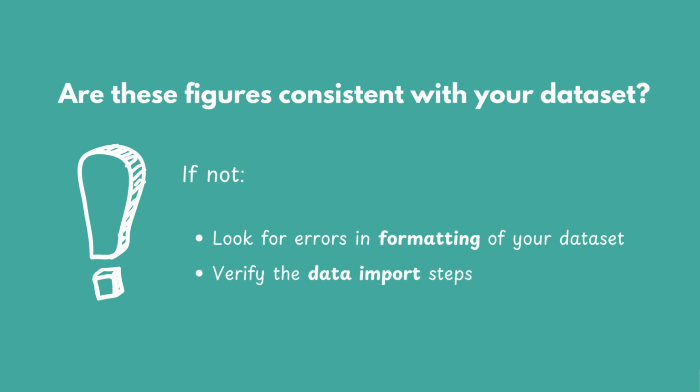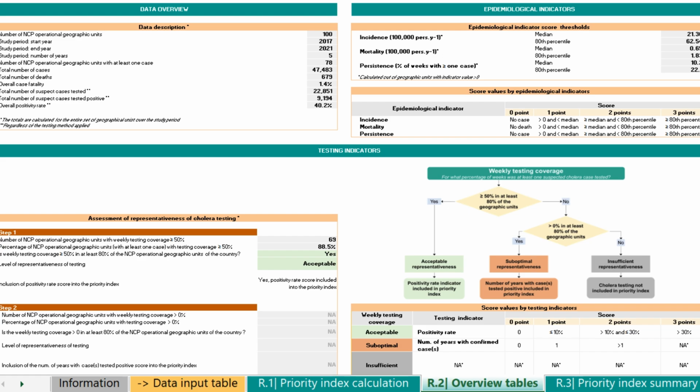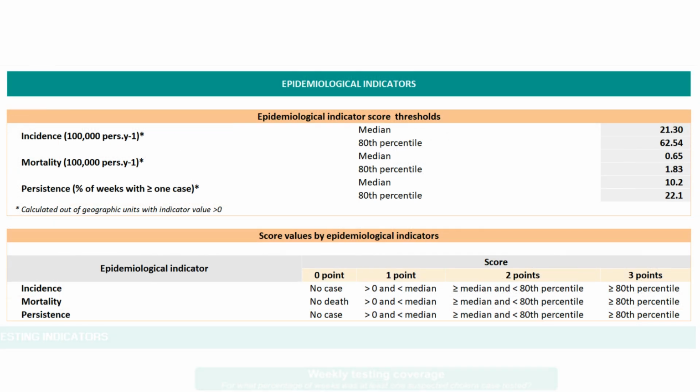Inconsistencies may also indicate errors at the data import steps. Check that all geographic units were included in the calculations. Make any corrections as needed and refresh the calculations. The second section on the upper right side shows how epidemiological indicators have been scored according to the distribution parameters of each epidemiological indicator in your dataset.